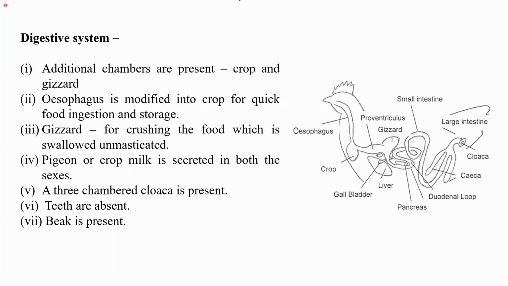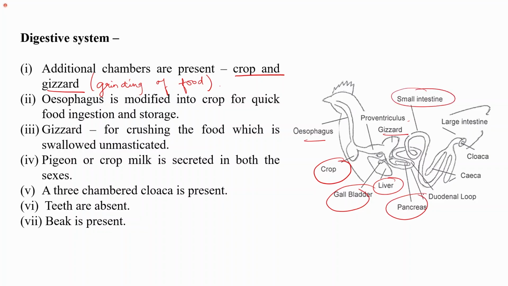Now the digestive system. Additional chambers are present in these, that is the crop and the gizzard. These help in the storage and grinding of food. Then they have the esophagus, which leads to the crop region. Then they have the proventriculus region, the gizzard, where the food is then ground. Then they have the gallbladder, liver, pancreas that secretes enzymes, and the small intestine. Then they have the duodenal loop, ceca, and the opening is the cloaca.